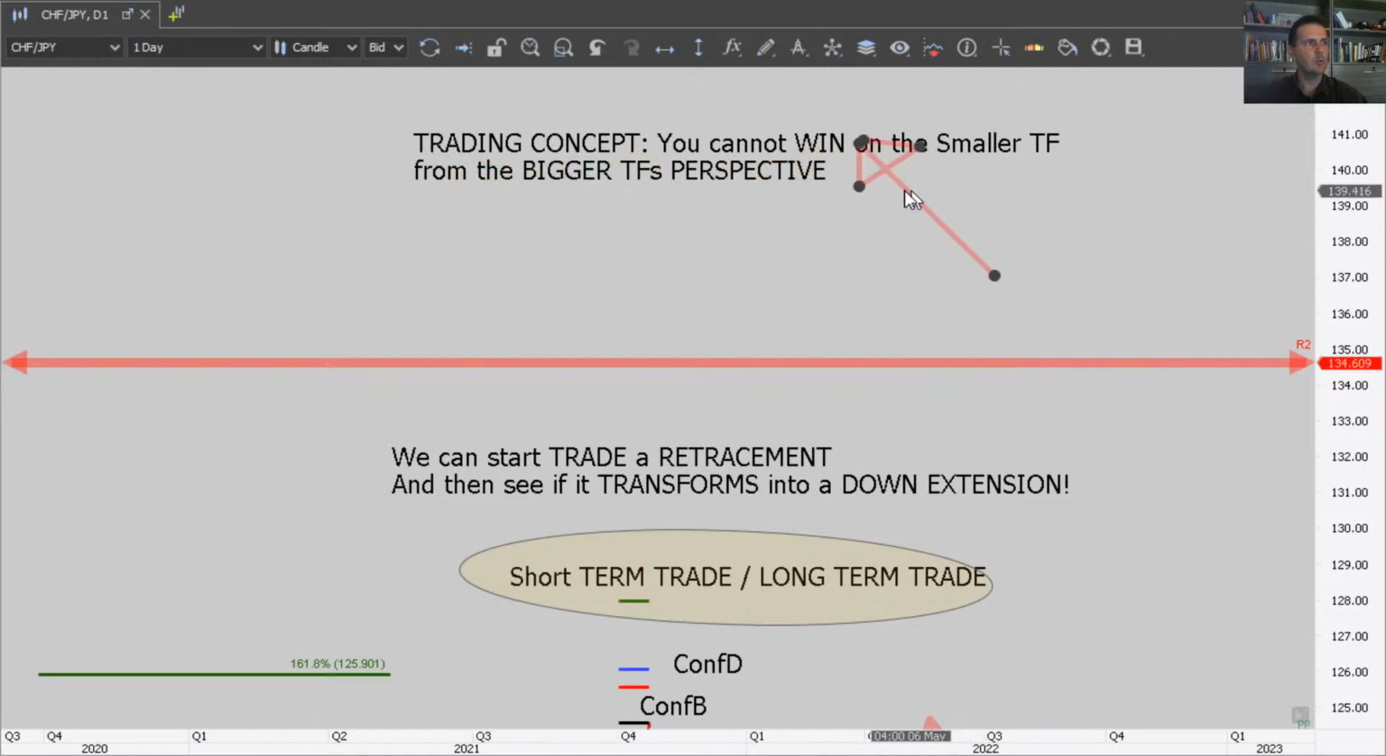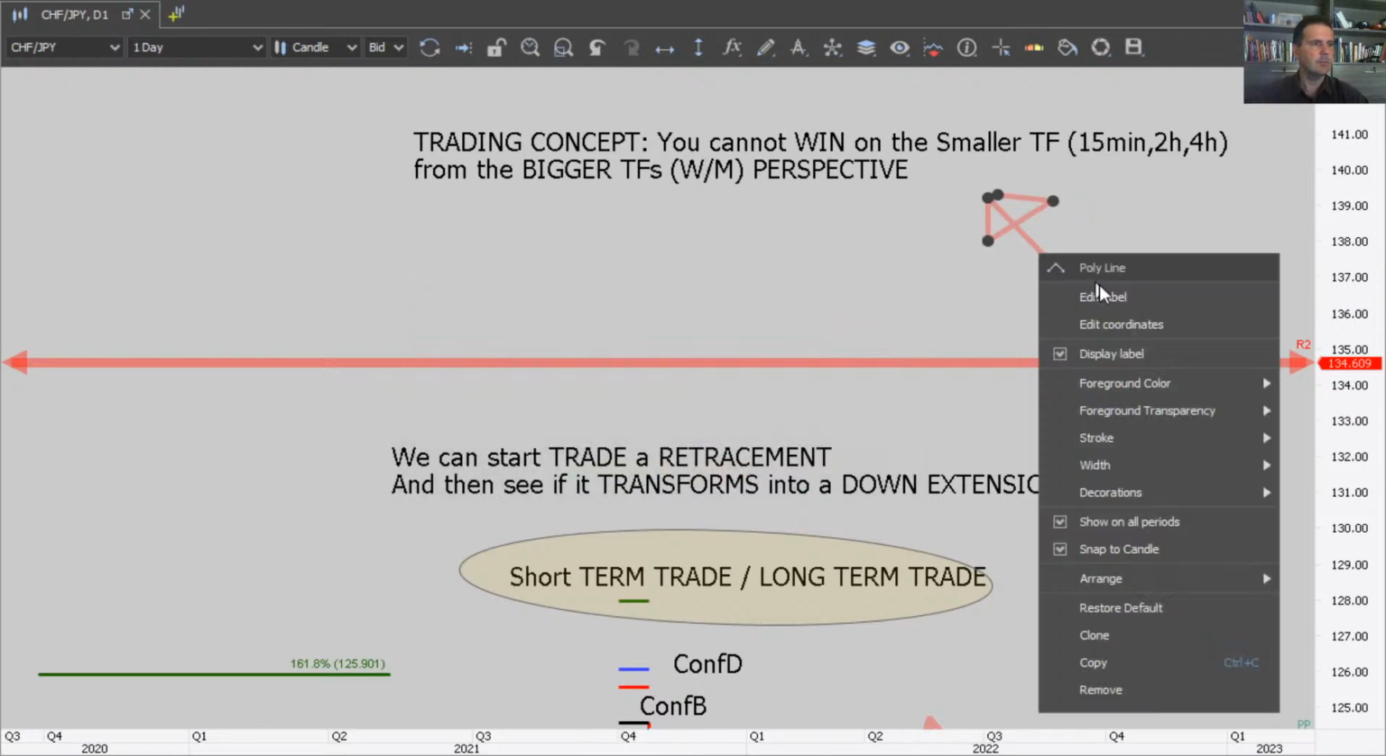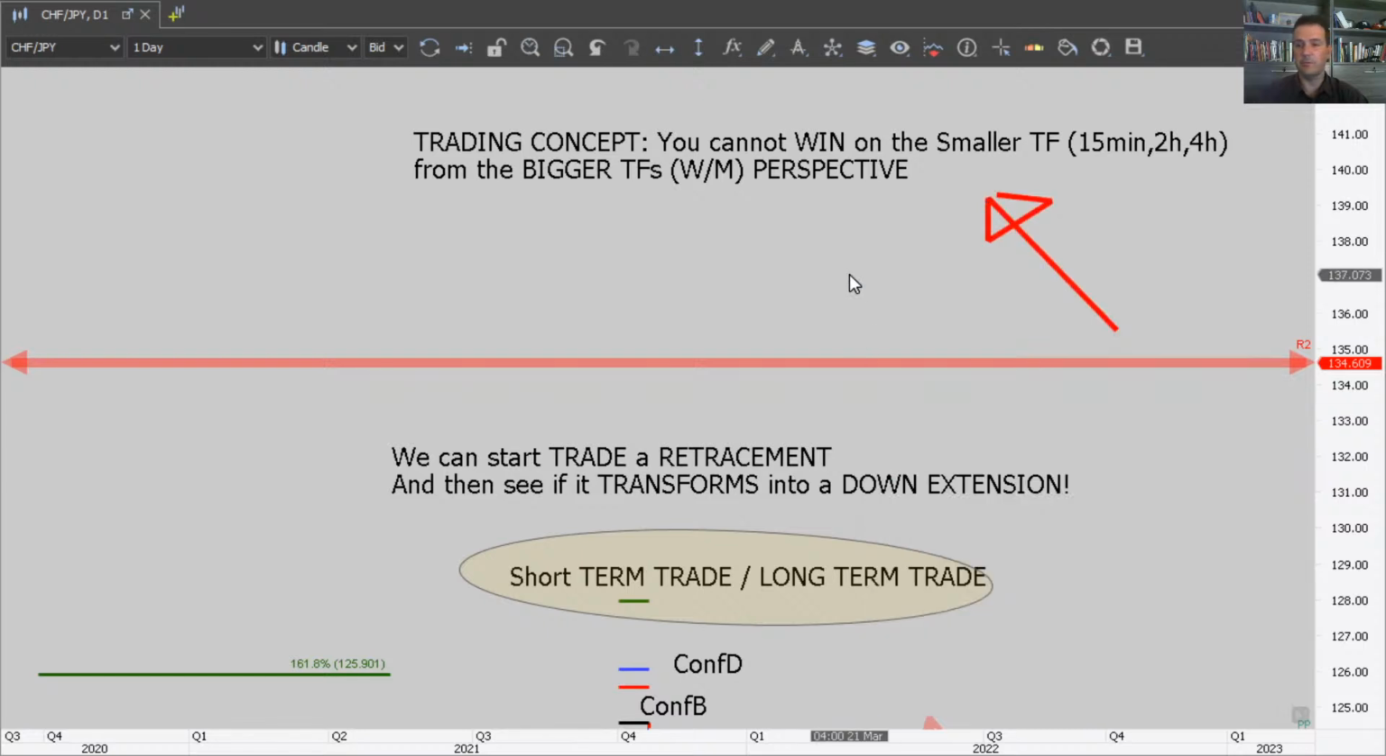Trading concept. You cannot win on the smaller time frames, the 1 hour, the 2 hour, the 4 hour chart. So let's put it into the text, everybody. You cannot win from the smaller time frames, so 15 minute, 2 hour, 4 hour, whatever may be the case, and from the bigger time frame, weekly, monthly. Okay, everybody, you've learned this concept before.